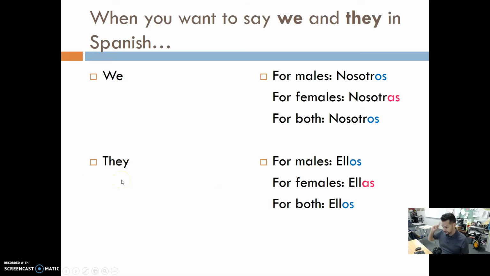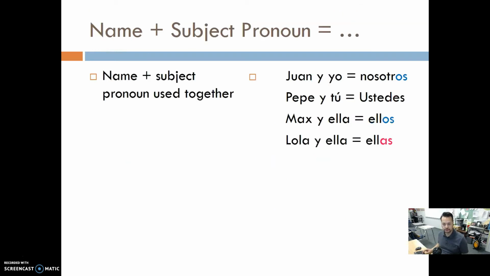They. If it's chicos, it's ellos. If it's chicas, it's ellas. And if it's both, again, just like nosotros, it's going to be ellos. The default is going to be the masculine form, all right?